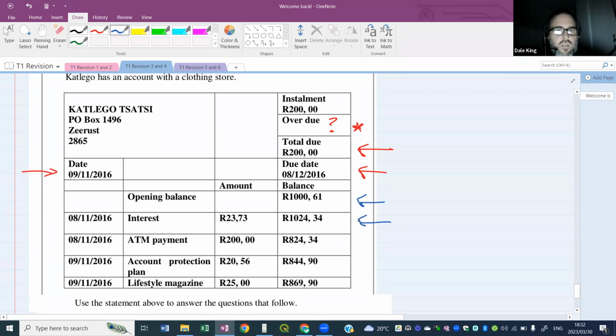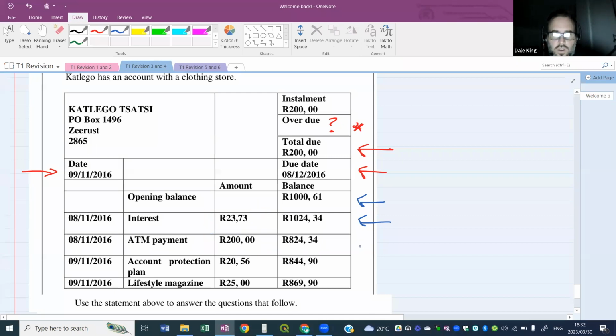All right. So like I told you guys, this is like a loan. You've bought something out of the shop, but you haven't paid for it. You still owe money for these items. Okay. So it's like a loan, and any loan incurs interest. Okay. So this 23 Rand 73 is interest on the amount that's still outstanding that you owe.